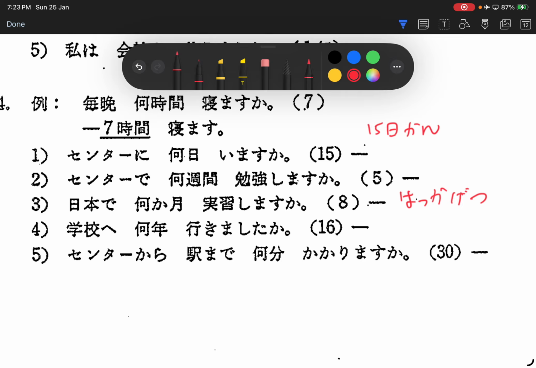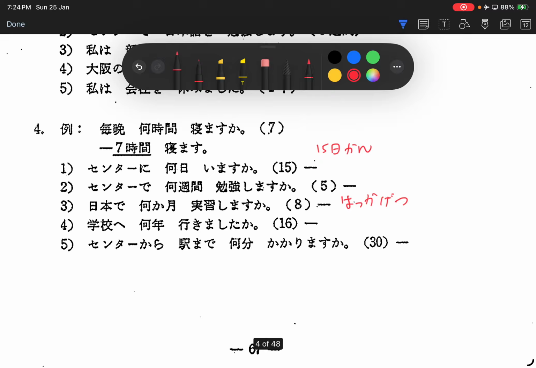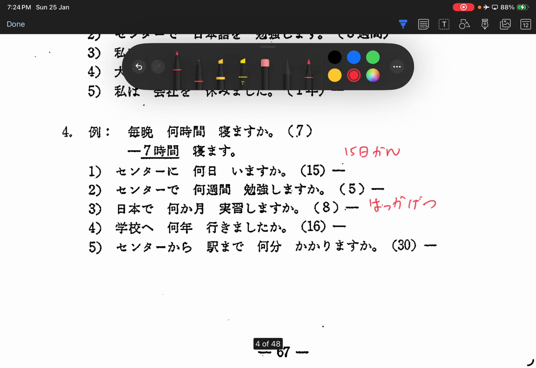But the question is asking 何分. Oh, okay. So you want to reply in 何分. So how many minutes, right? So 30分. Right? 30分です. 半時間 means half an hour. But in this case, the question is asking 何分, so we answer back 何分 will be the best. Any questions so far? No questions.